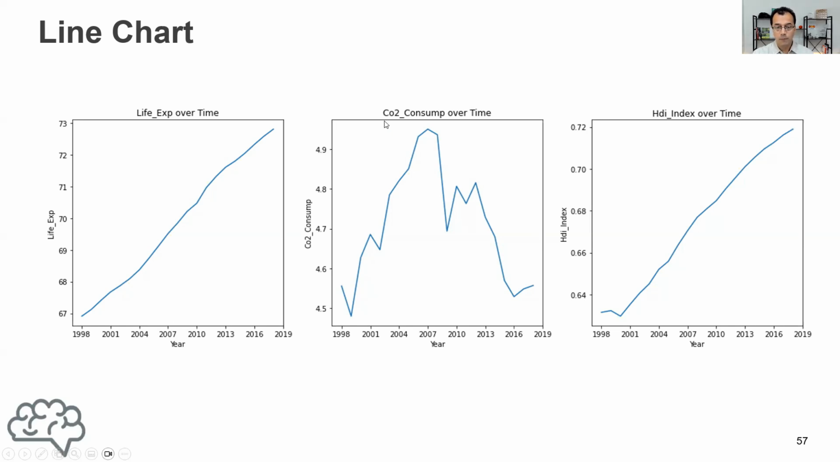In terms of CO2 consumption over time, we observed that we had a peak around 2007, then it had a major decrease. It increased a little bit again, and then in 2019, it was showing a slight increase from the year 2016. In terms of the Human Development Index, we also observed a major increase over the span of this almost 30 years between 98 and 2019.